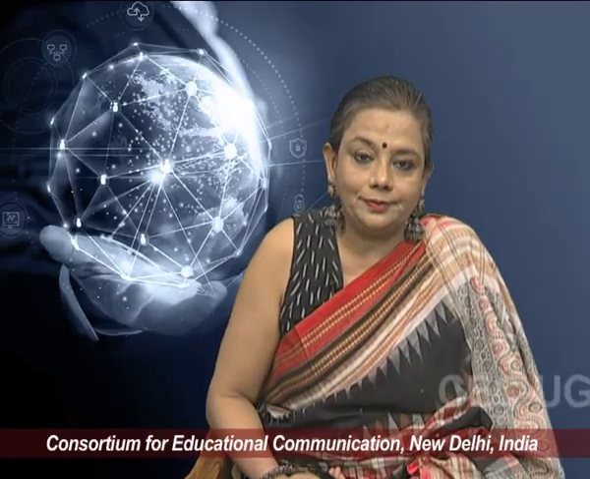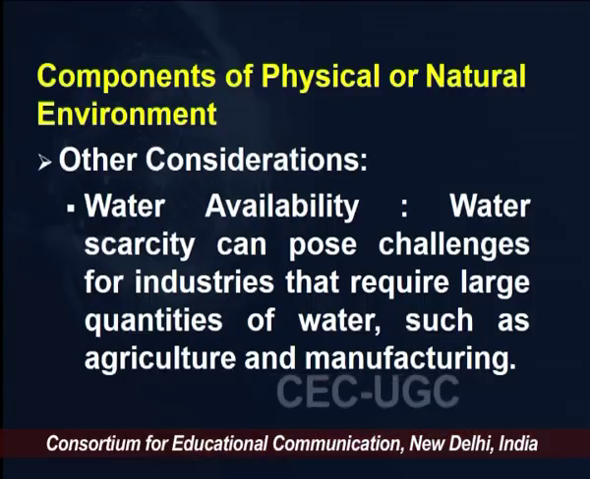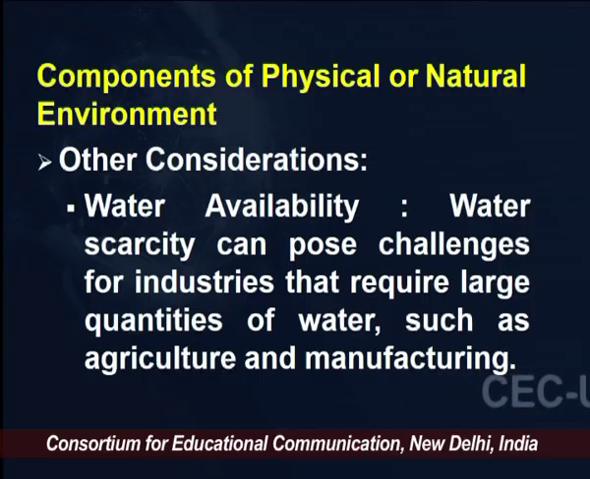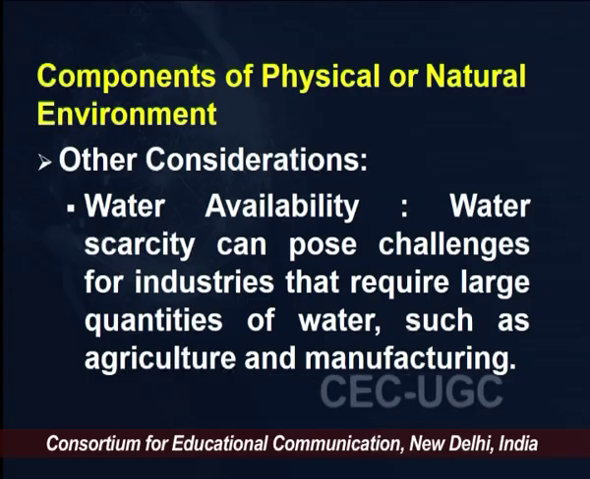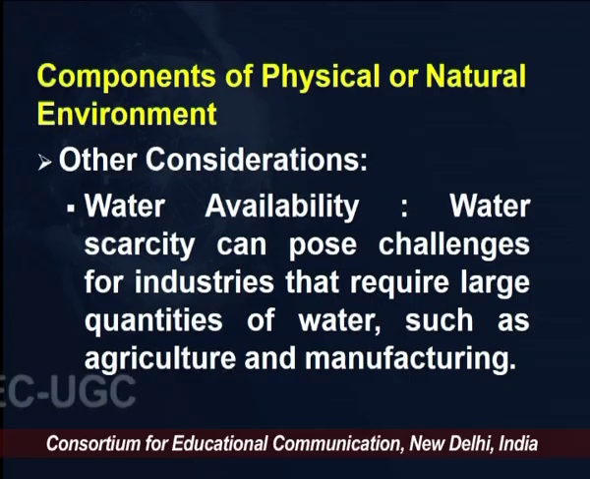Smaller countries like Bangladesh have a high population density. Even Japan, because the land is limited, has a higher density. Then water availability is another consideration. Water scarcity can pose challenges for industries that require large quantities of water, such as agriculture and manufacturing. In many industries water is a must, like in the leather industry, where you need a huge amount of water. If it is available in abundance in a place, then that kind of industry will thrive there.